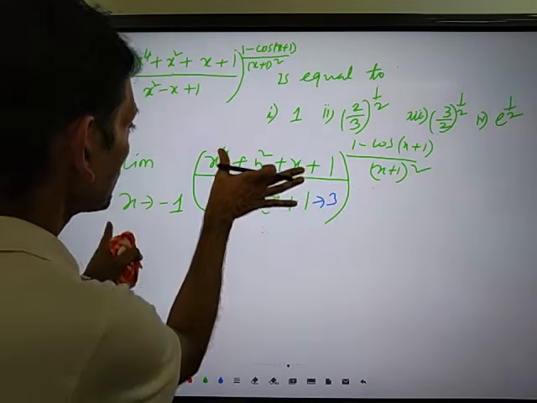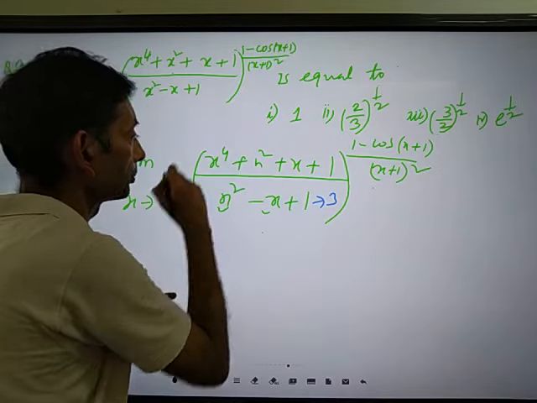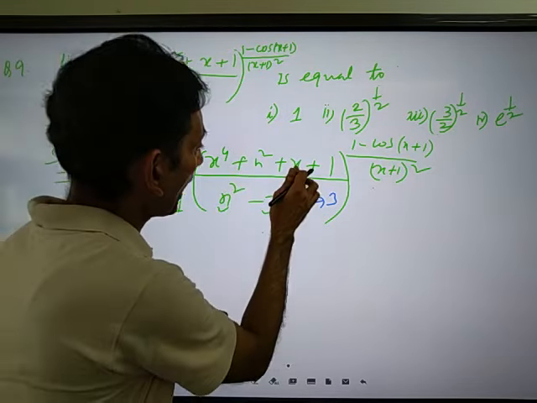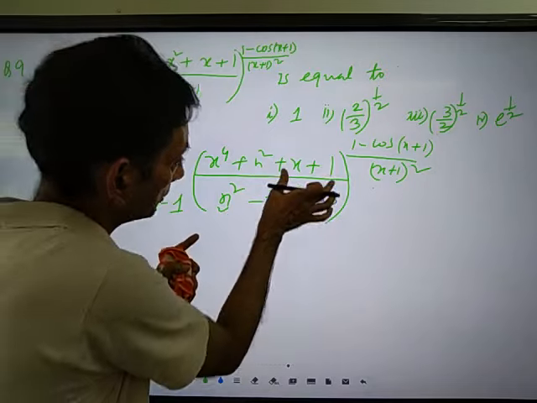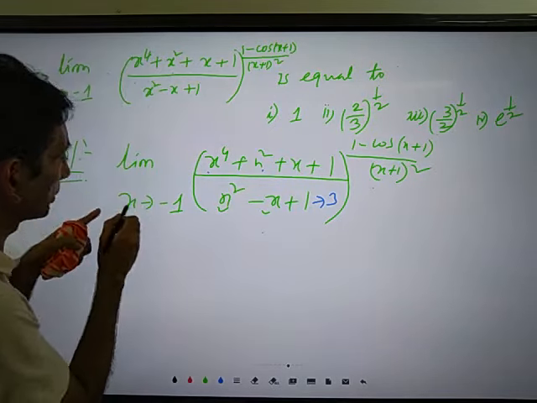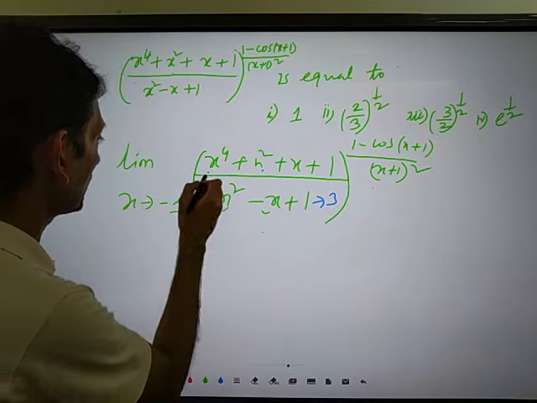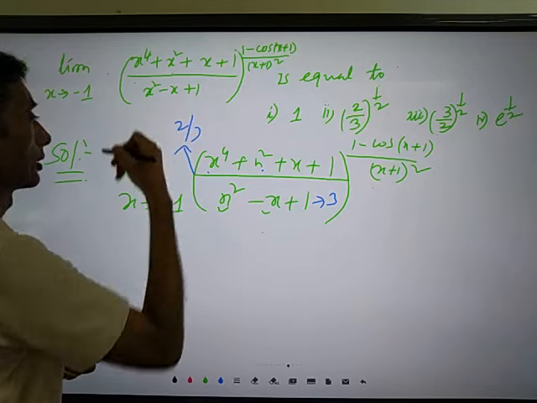Now, okay, let's check the numerator. For x approaches to -1, this will be 1, and this will be 1. And this x is going to give you -1. So this 2 value will get cancelled out. So we are going to get 2. That means for x approaches to -1, this base approaches 2 by 3. This base will be approaching to 2 by 3.